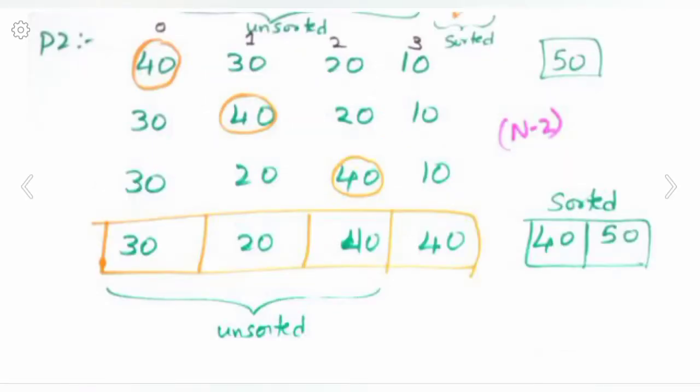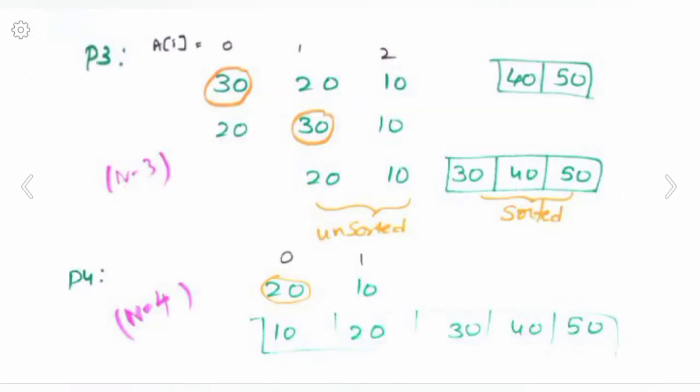Here we have n minus 2 iterations. So we are doing comparisons: 1 comparison, 2 and 3. So 3 comparisons are done here, n minus 2, 5 minus 2 is 3. So in pass 2, 3 comparisons and 3 swappings are done. Next one, pass 3.